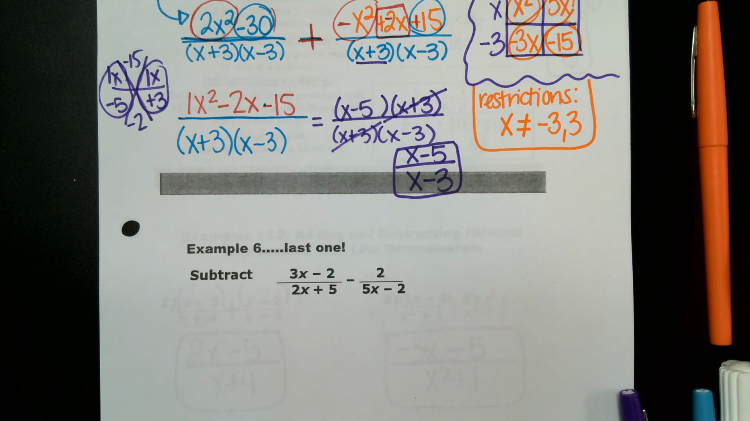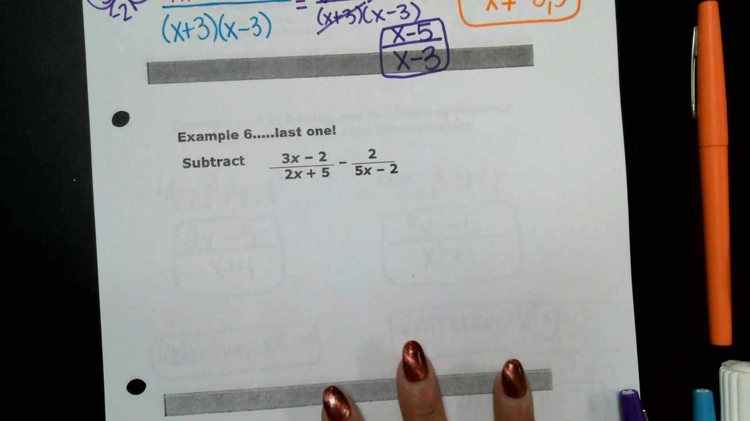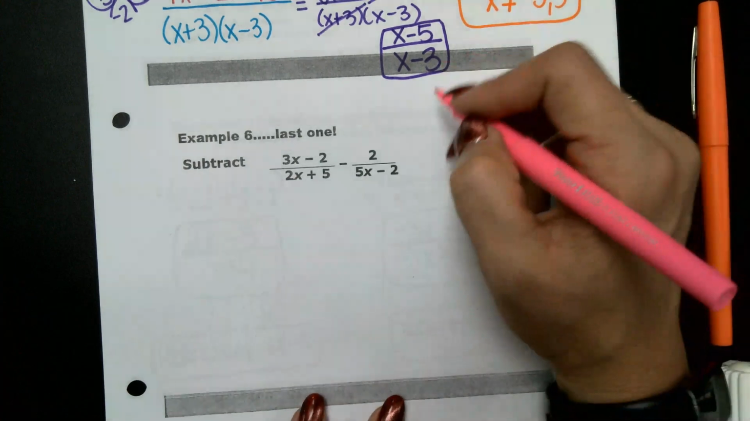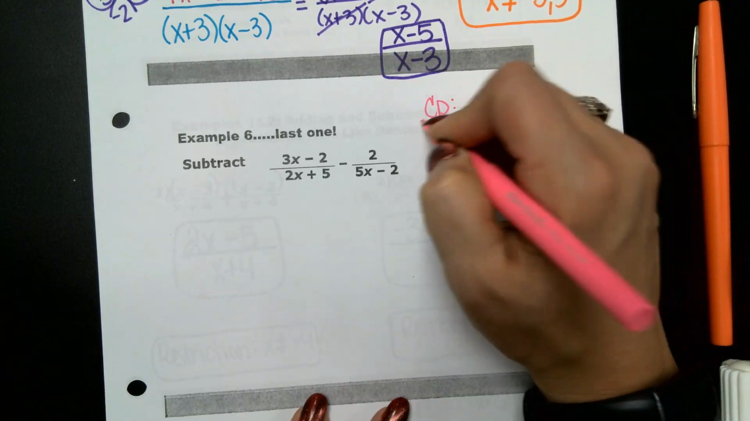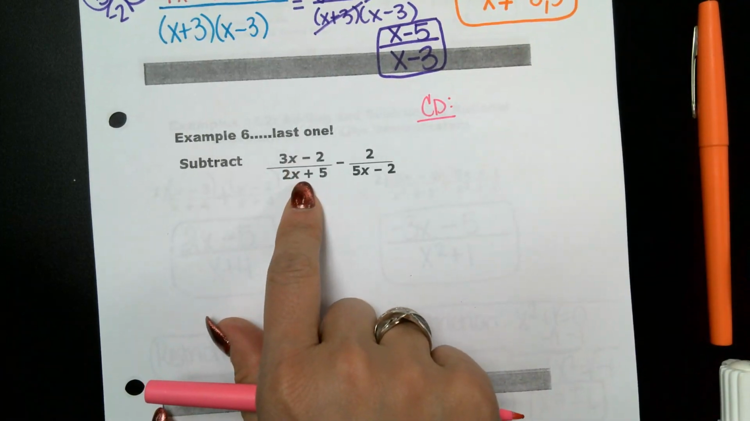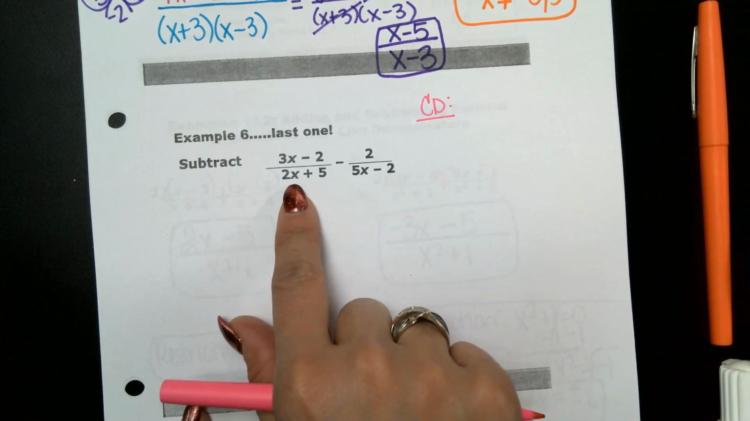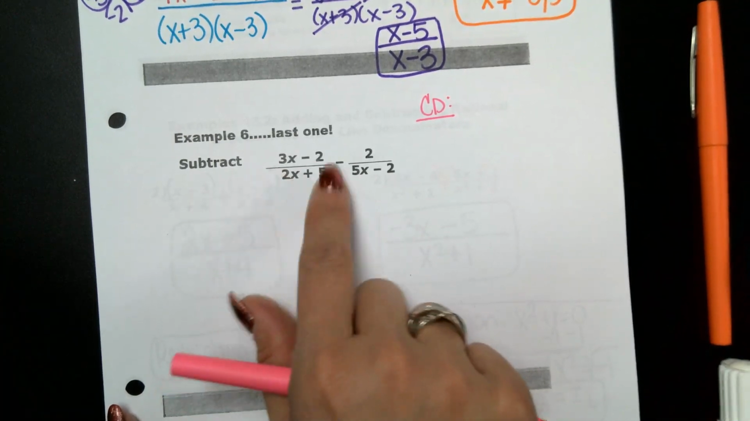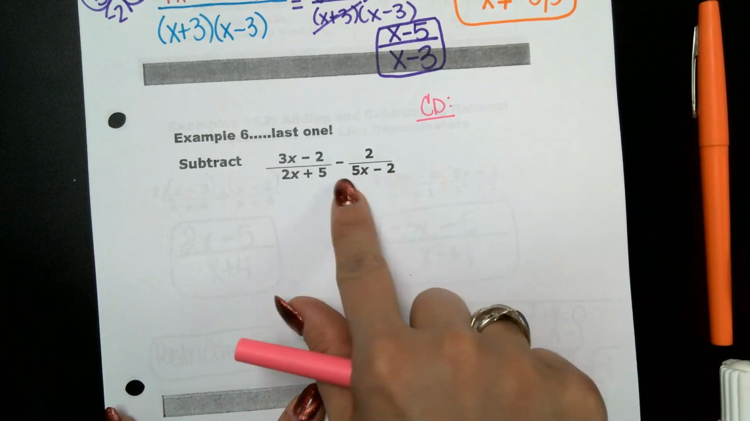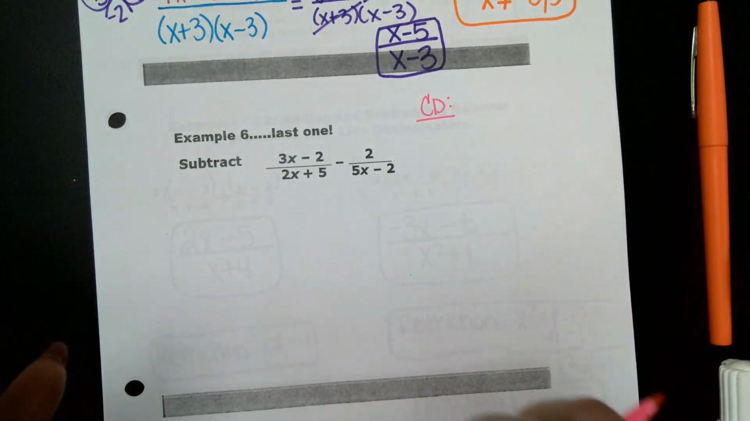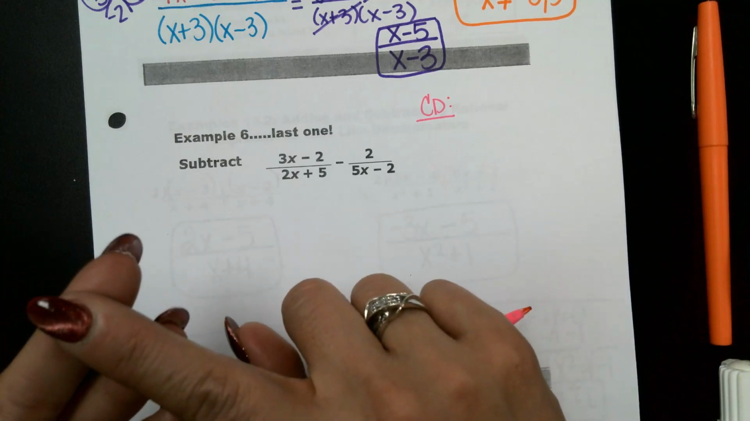Okay, last problem. Look at our two denominators. This one, can that be factored at all? Nope. It doesn't even have an x squared, and these two terms don't have anything in common. So it's not difference of squares, it's not an asterisk, and it's not a GCF.